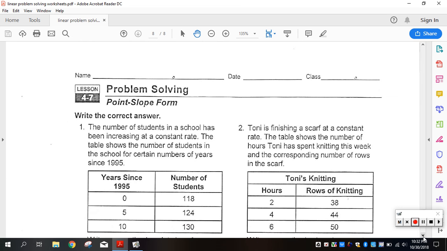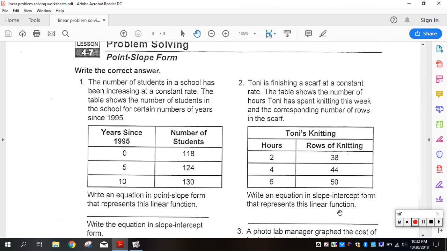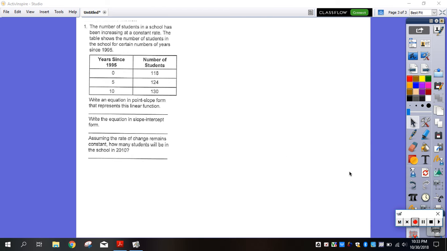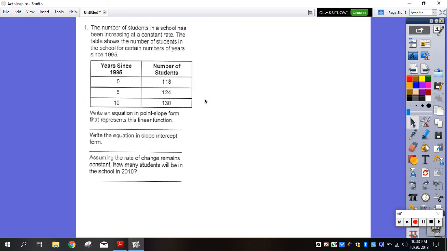If you flip it over, you'll see some application problems. We are going to look at number 1 in this video together. In number 1, it says the number of students in a school has been increasing at a constant rate. The table shows the number of students in the school for certain numbers of years since 1995.